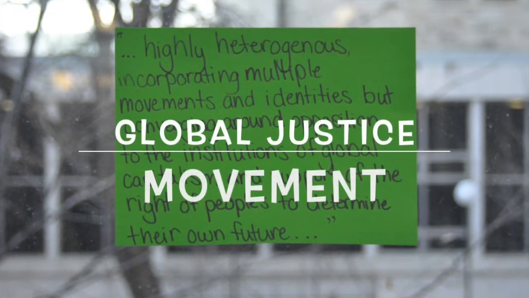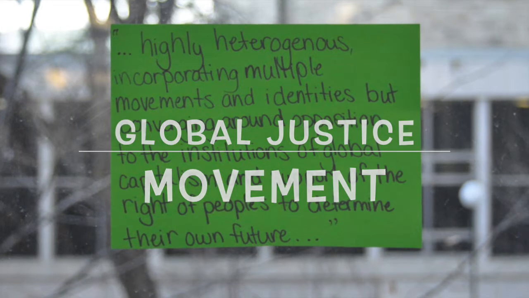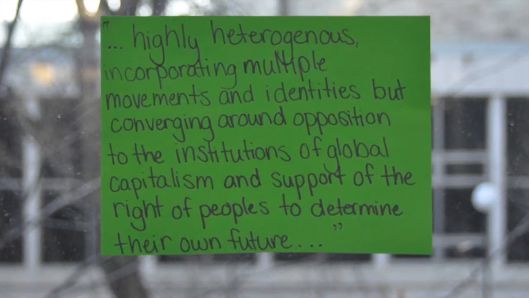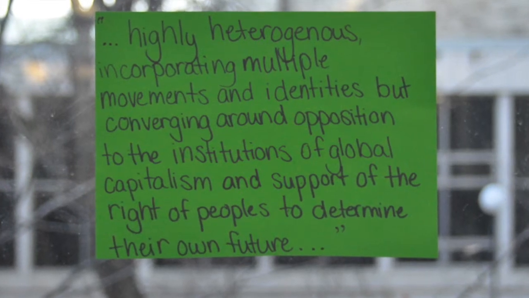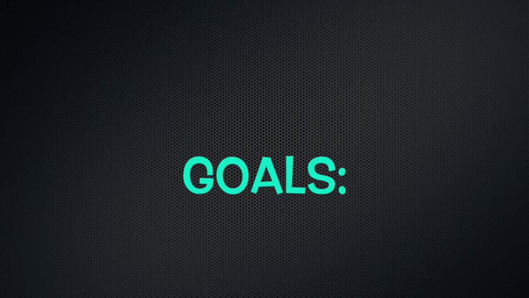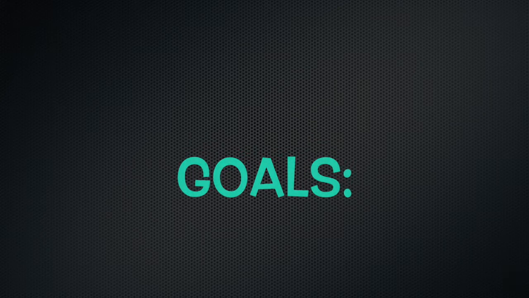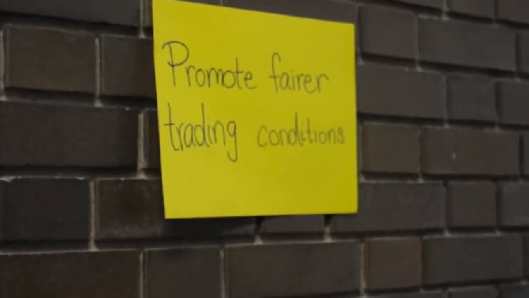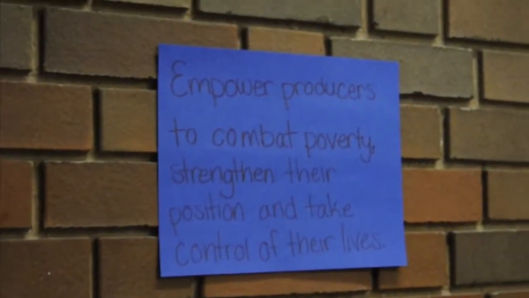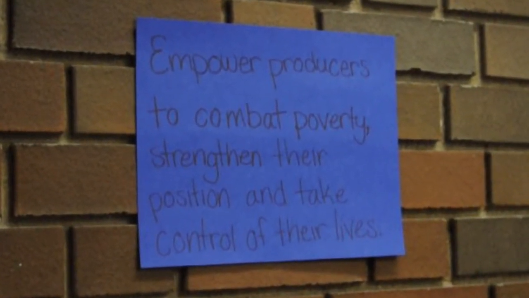Fairtrade International is a global justice movement, meaning it is highly heterogeneous, incorporating multiple movements and identities but converging around opposition to the institutions of global capitalism and support of the right of peoples to determine their own future. The Fairtrade International website lists 3 goals as part of their mission. They are to promote fair trading conditions, to connect disadvantaged producers and consumers, and to empower producers to combat poverty, strengthen their position, and take control of their lives.